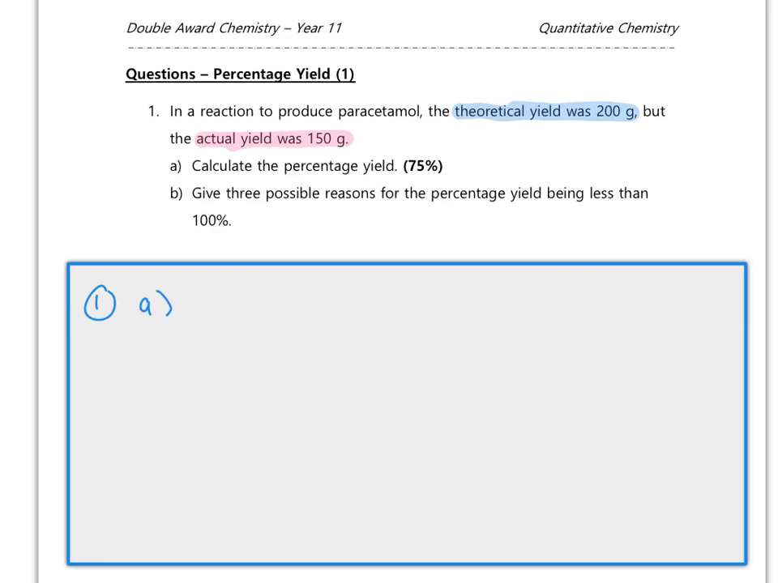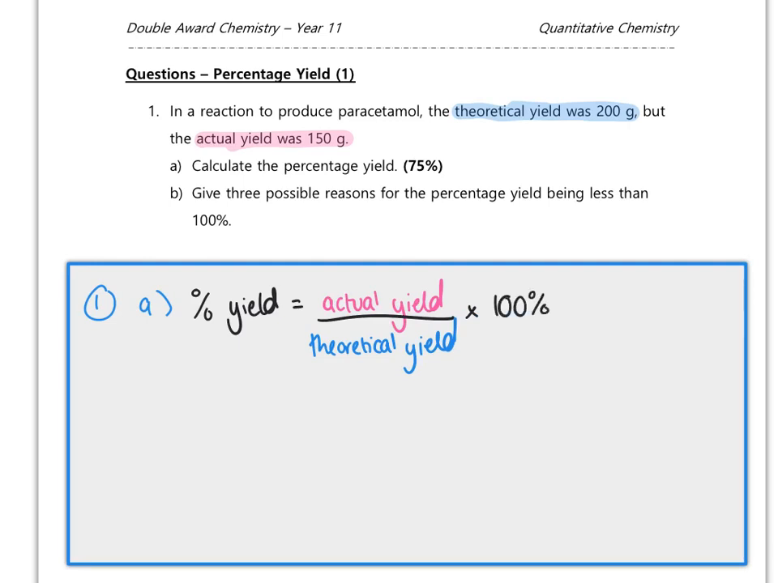In the exam, always make sure that you write your equation out. Sometimes you get a mark for that, so make sure you write the equation out first, and that also makes sure you get it the right way around as well. So the percentage yield is equal to your actual yield over your theoretical yield. I want to see that equation written out for each of these calculations on this page, and then you multiply by 100%.